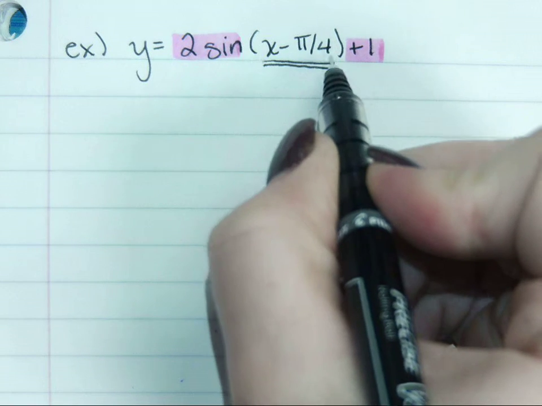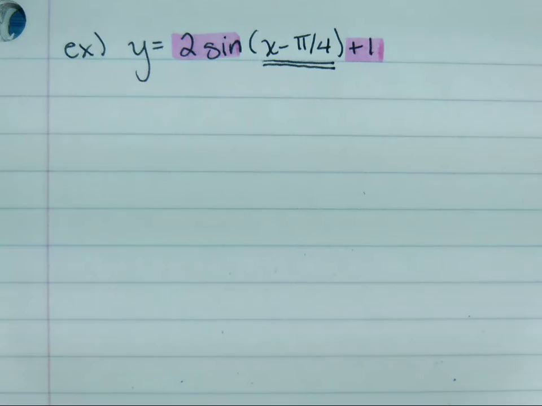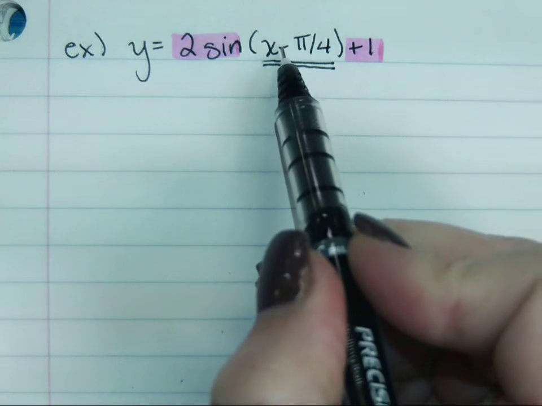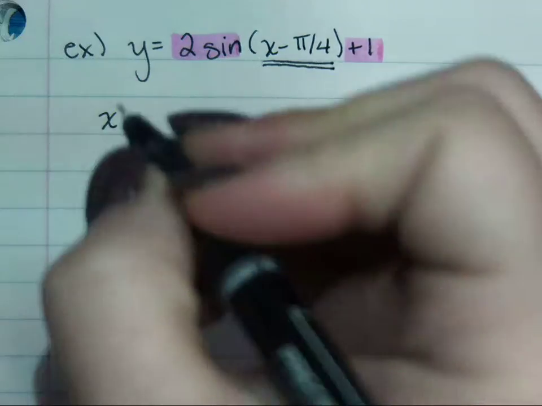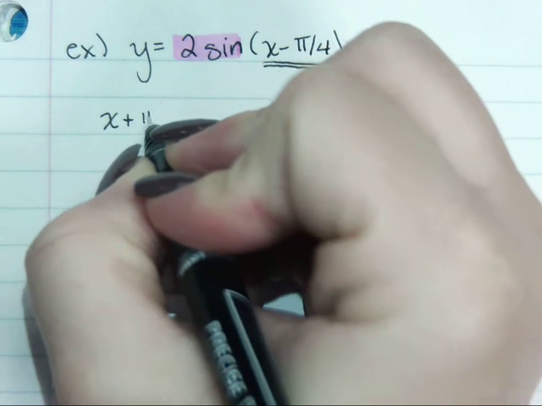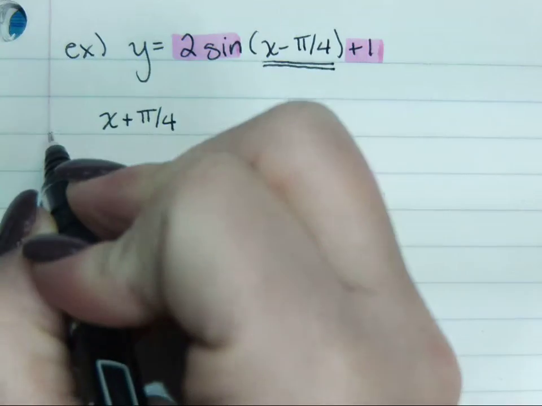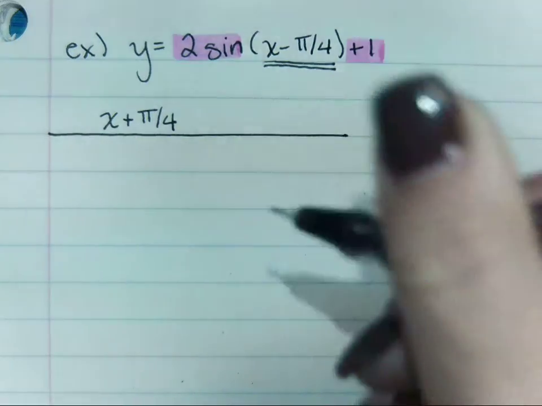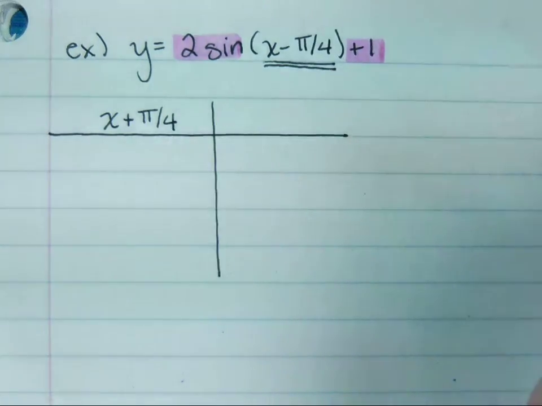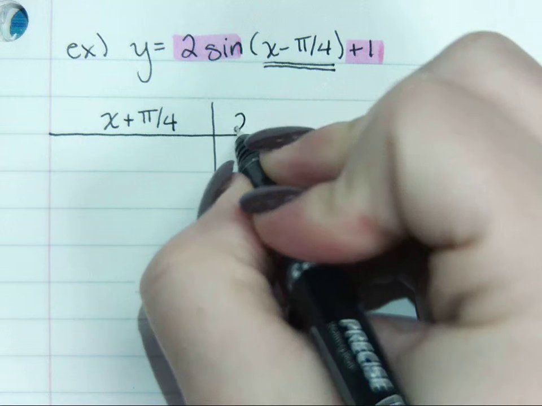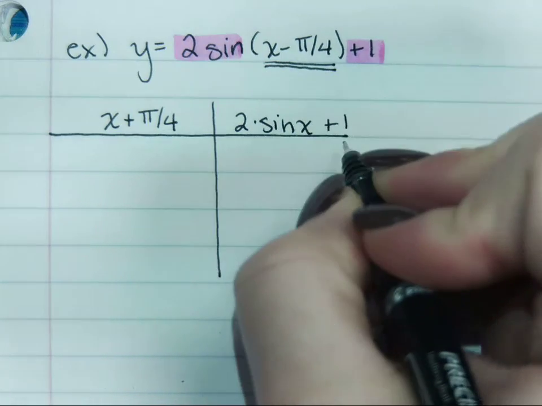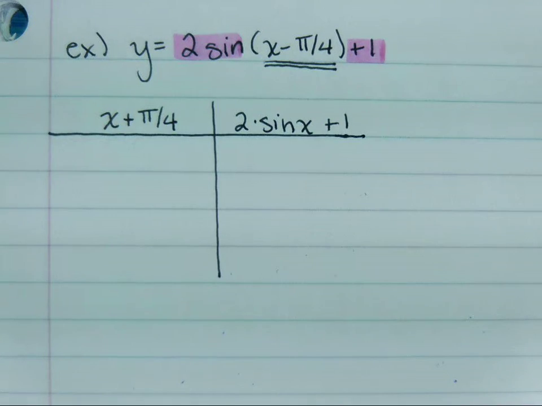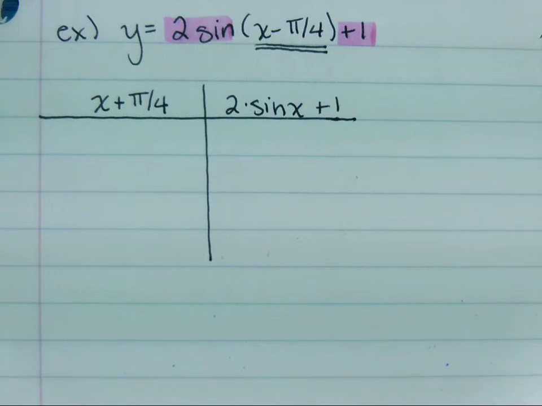So remember, when you see something inside the parentheses here, when you set that equal to 0 and solve, that's going to give you the operation that we need to do to the x or the input. So all of my inputs, I'm really going to add pi over 4 to all of my inputs. And then to my output values, I'm going to have to multiply 2 times the sine of my output plus 1. And so this just shows me what I'm going to be doing in terms of my operations to my inputs and outputs.